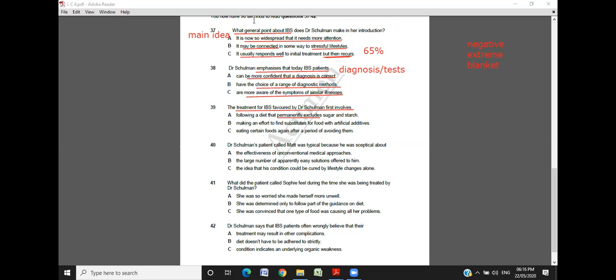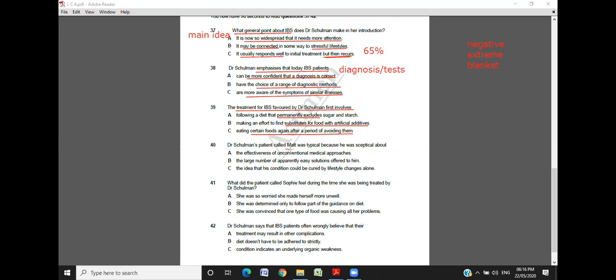Similarly, making an effort to find substitutes for artificial additives, and eating certain food again after a period of avoiding them. Can you see A and C are quite similar? A says permanently exclude. C says no, they don't need to permanently exclude. They can avoid it for a certain period of time and then they can take it again. Okay. And B is particularly about artificial additives.